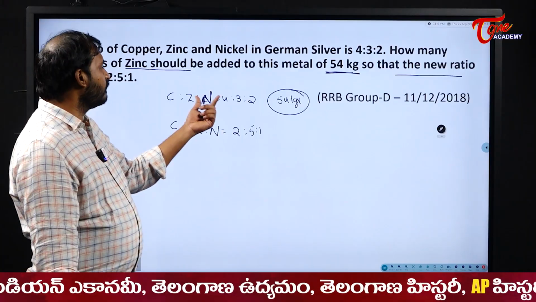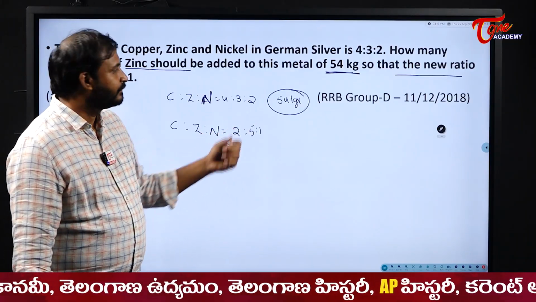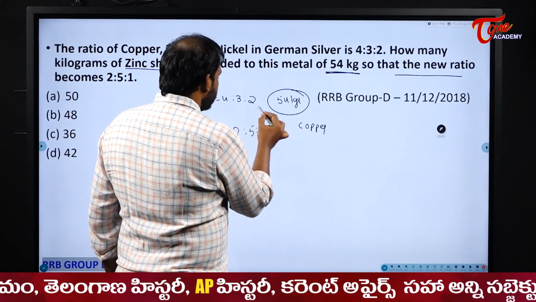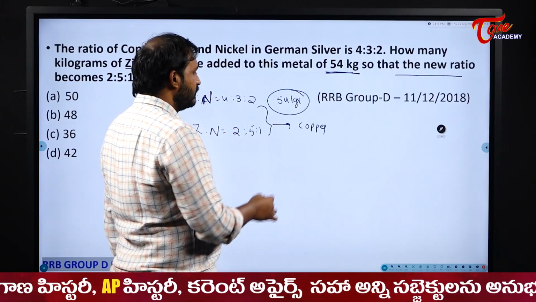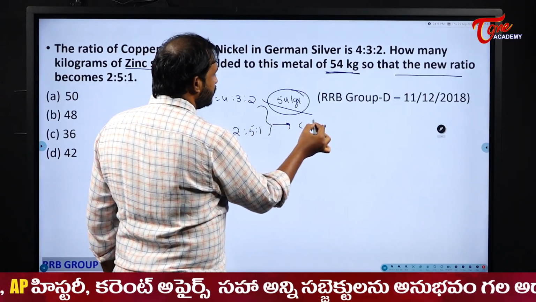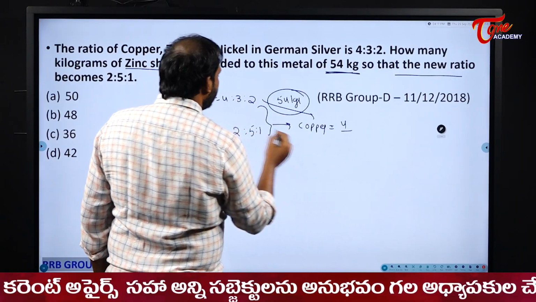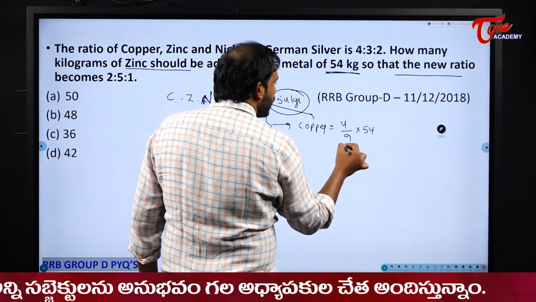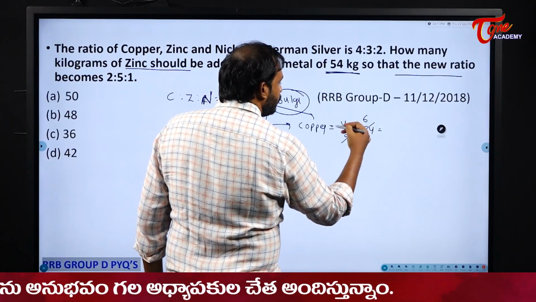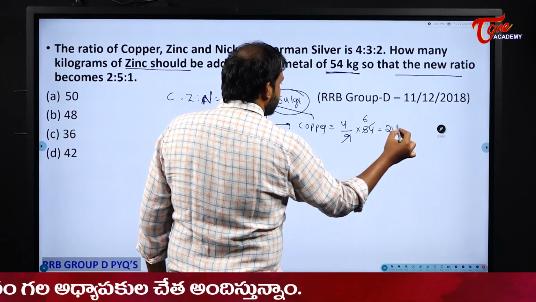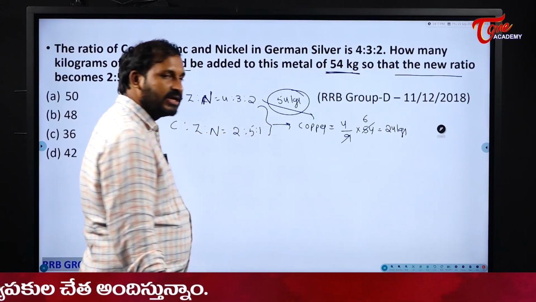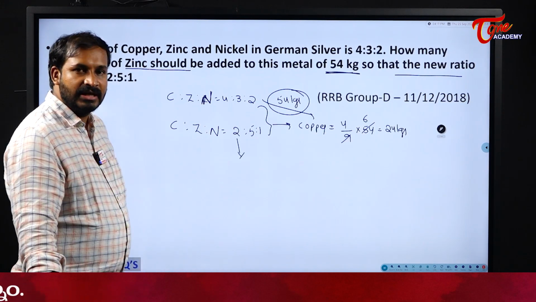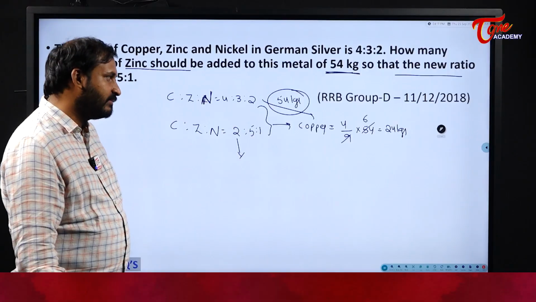So first of all, find out what is the copper portion. In both the cases copper is unchanged anyway. According to this, copper will become 4 by 9 parts into 54. 9 ones 9, 6, so 4 6 are 24 kgs. In this 54 kgs, 24 kgs will be copper. The same 24 kgs will be there here. Will there be any difference? No sir, the same 24 kgs.